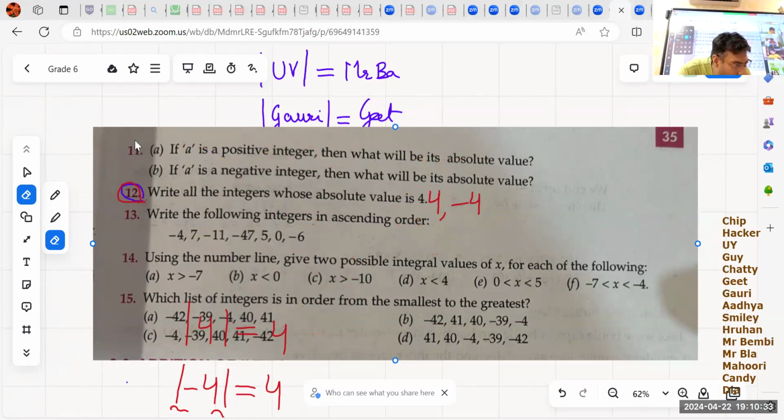Let's say 11th question, A part. If a is a positive integer, meaning it is positive, it is more than 0, then its absolute value will be a only.